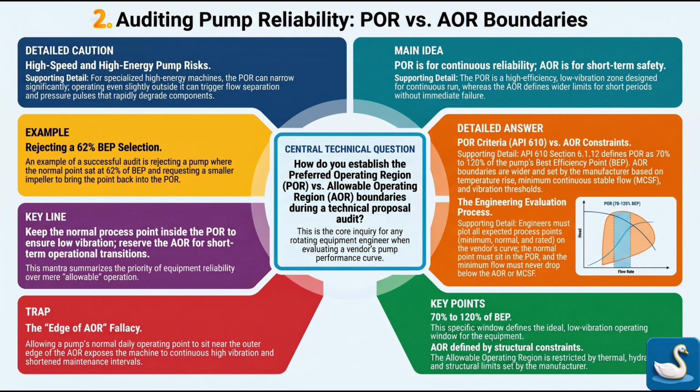I rejected the pump selection entirely. Explain the mechanism of your solution. How do you fix a 62% operating point if the plant's flow requirements cannot change? You alter the machine to fit the process, not the process to fit the machine.